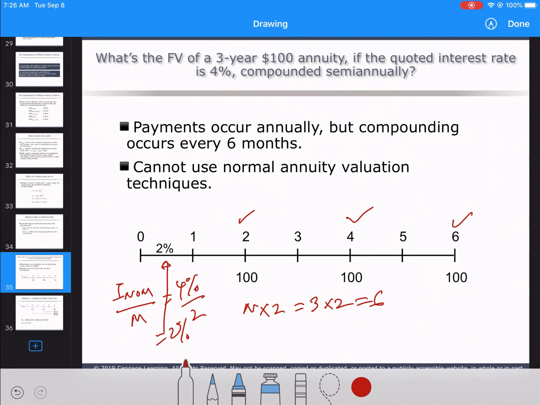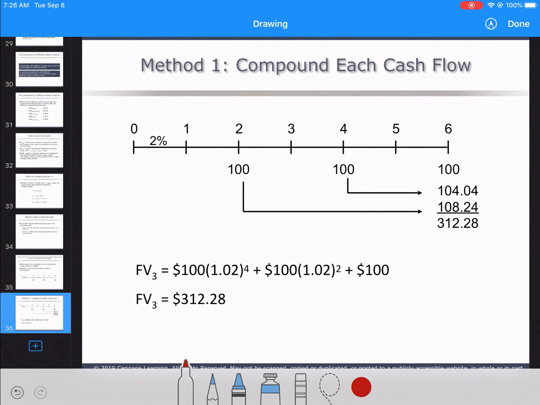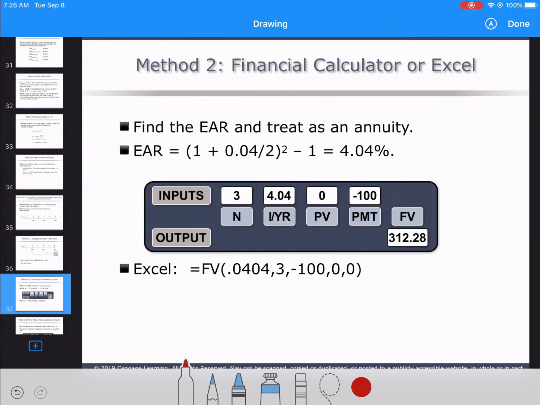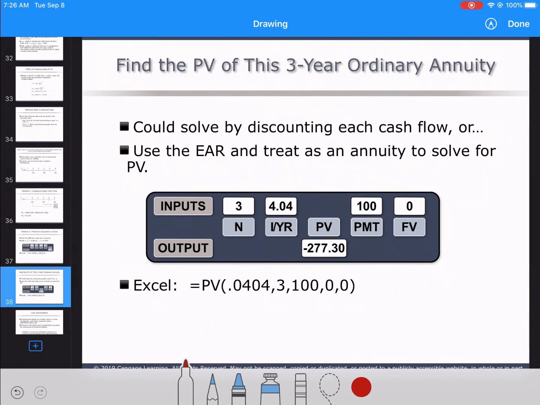N is equal to 6 and I is equal to 2%. Or what you can do is change this to the effective annual rate, and then this is the way you go. 4.04 is the effective annual rate, and you get this number. Now once you do that, this is for ordinary annuity and semi-annual compounding.